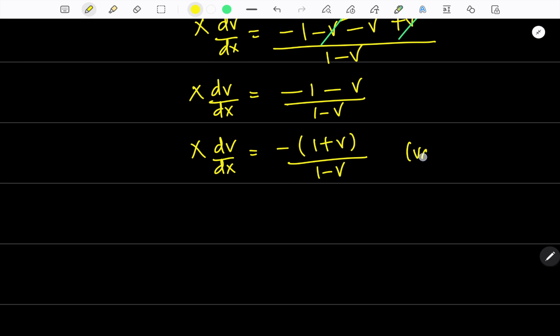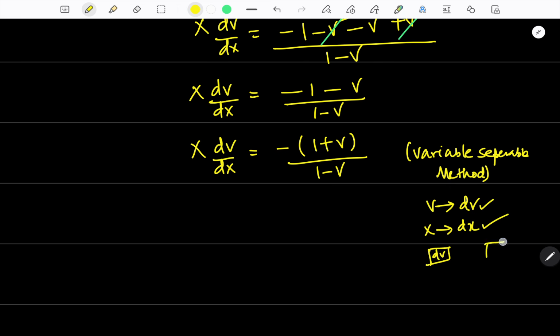So in this stage we are going to use the variable separable method. What is the variable separable method? I told you already in exercise 2.1, right? v should be separated with dv, x should be separated with dx. While you are separating dv with v, dx with x, dv and dx should be in the numerator. Keep that in your mind. Otherwise, we cannot go for integration.